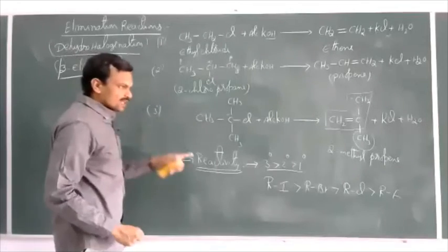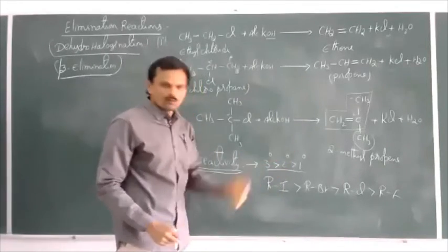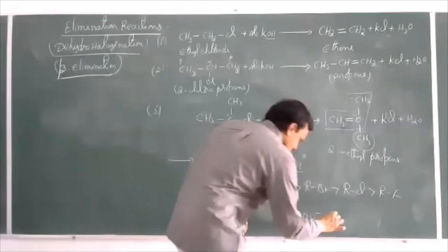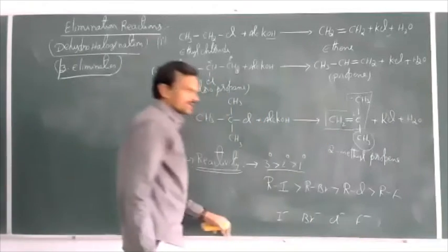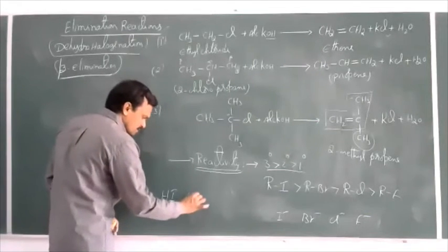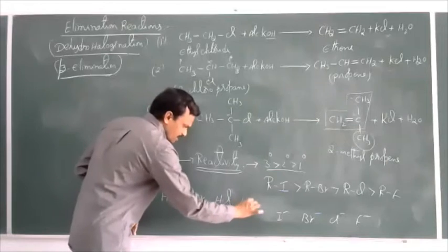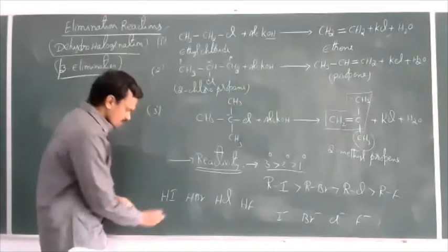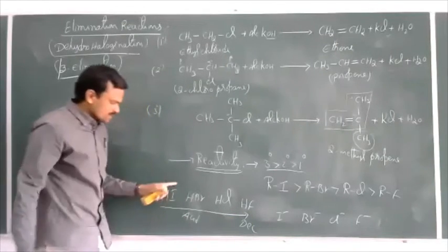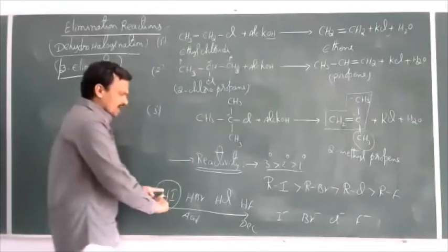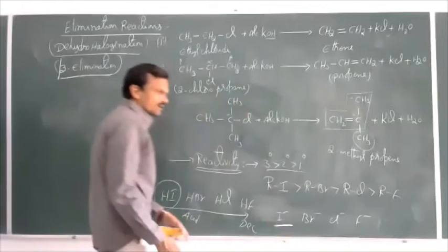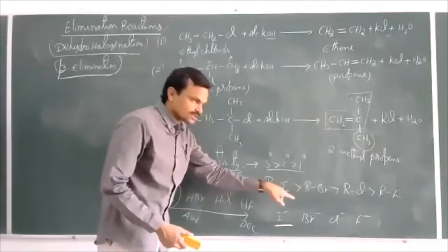Or if the leaving group is a weaker base, that can be removed very easily. For example, take I⁻, Br⁻, Cl⁻, F⁻. These are the conjugate bases of the strong acids HI, HBr, HCl, and HF. These are the acids. So from here to here, acidic strength decreases. That means HI is the strongest acid among these. A strong acid has a weaker conjugate base. So if the leaving group is a weak conjugate base, it can be replaced very easily.